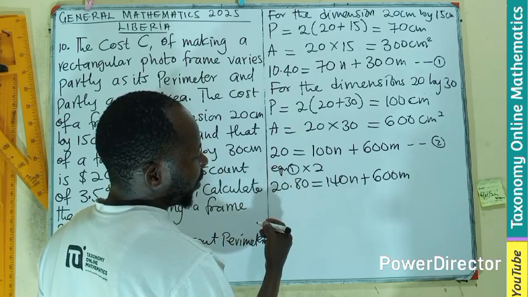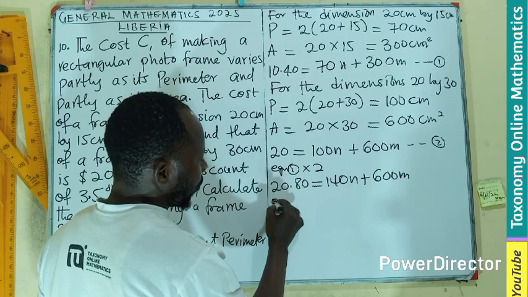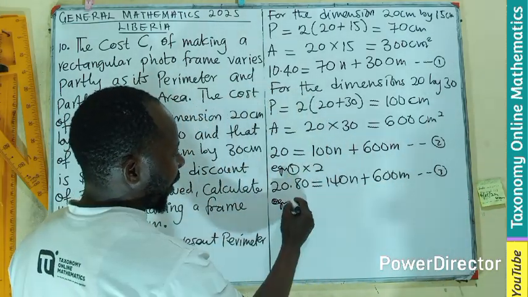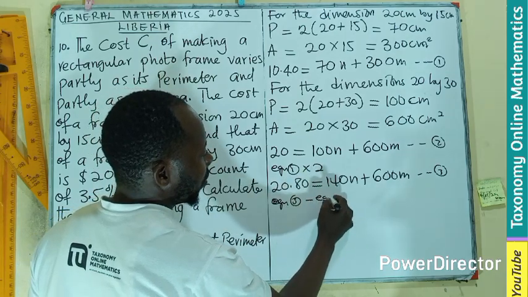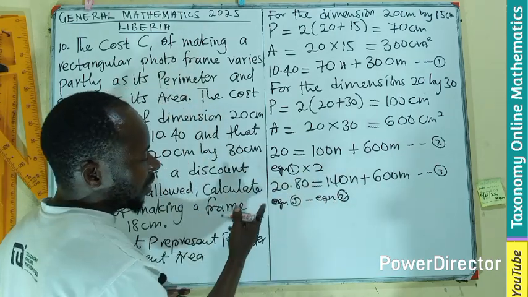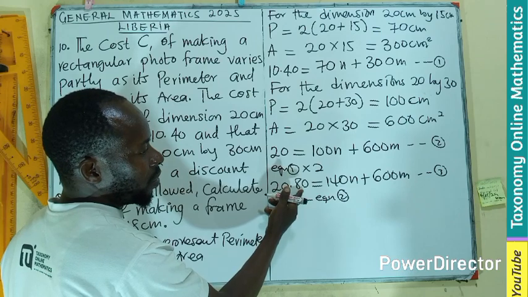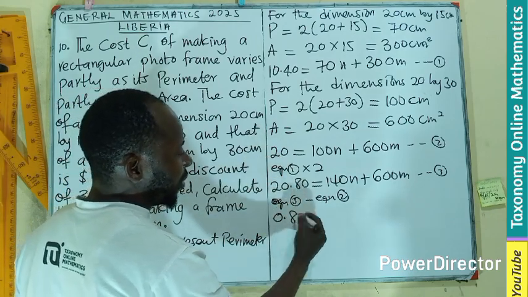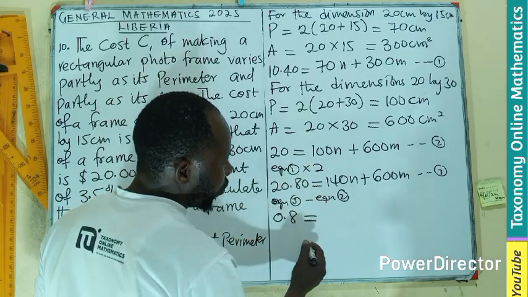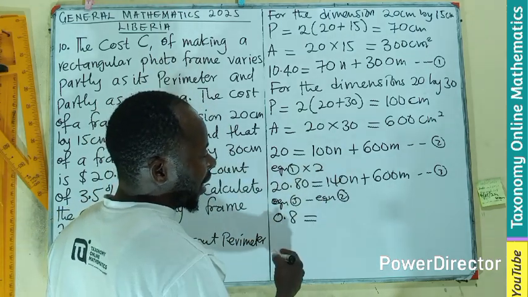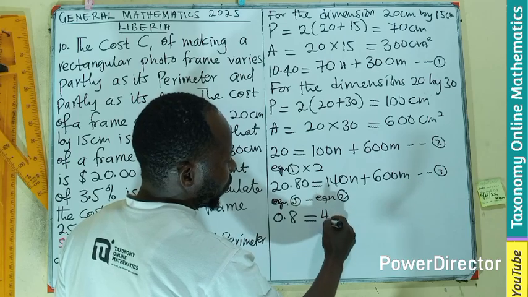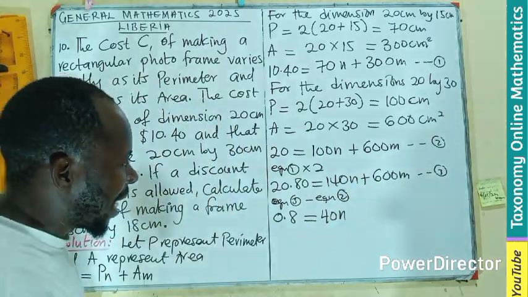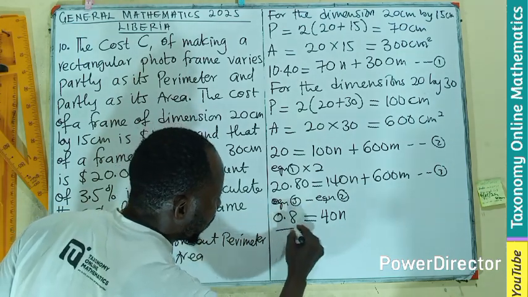So let's see, I have equation 3. So equation 3 minus equation 2. Let's perform that. 20.80 minus 20 will give you 0.80, equals 140 minus 100, which gives you 40N, and this will be giving you 0M. But I need the N, so I divide both sides by 40.